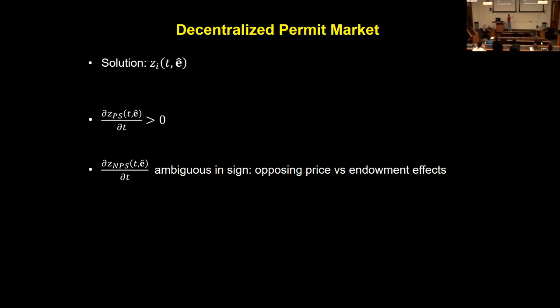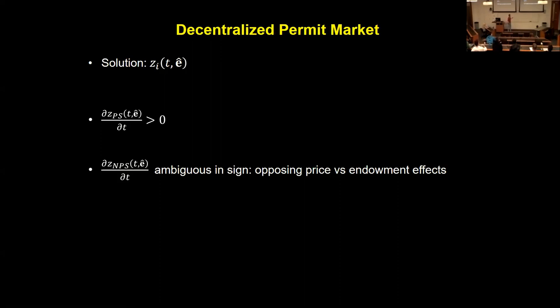So for point sources, if you increase T, it's going to increase abatement. You do have a price effect. As I mentioned, you increase T, it increases the relative price of point source permits, so it becomes more costly for the point source to buy more rights to emit. They'll have to abate more. The endowment effect has a reinforcing effect for them.